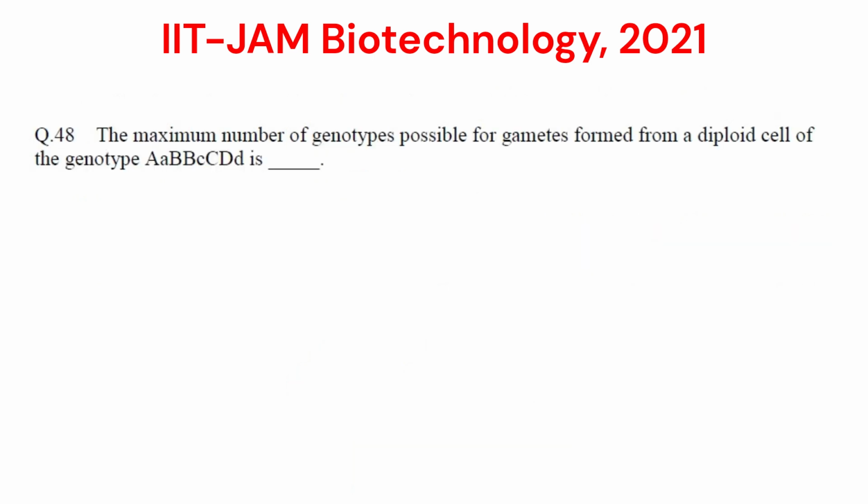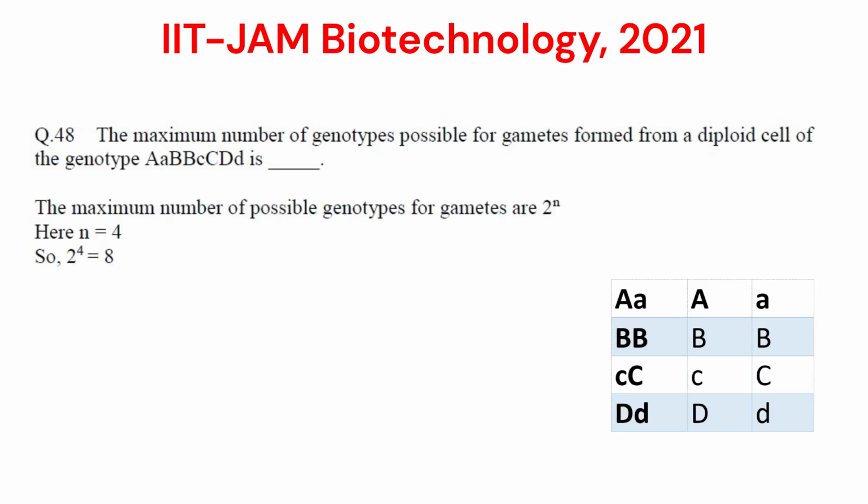Here, you have to calculate the maximum number of genotypes possible for the gametes formed in a diploid cell. The genotype is provided here. The maximum number of possible genotypes for gametes can be calculated by this formula, that is 2 to the power n, where n is the number of heterozygous genes. Here n is 3, so 2 to the power 3 is 8.